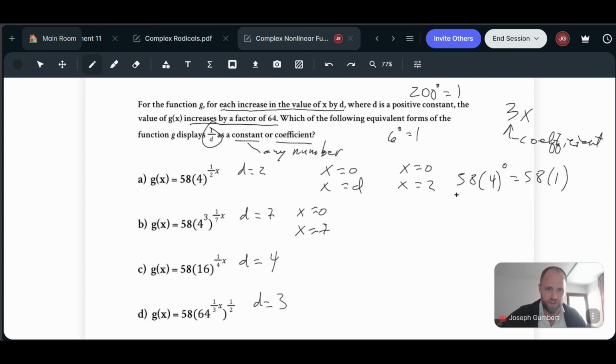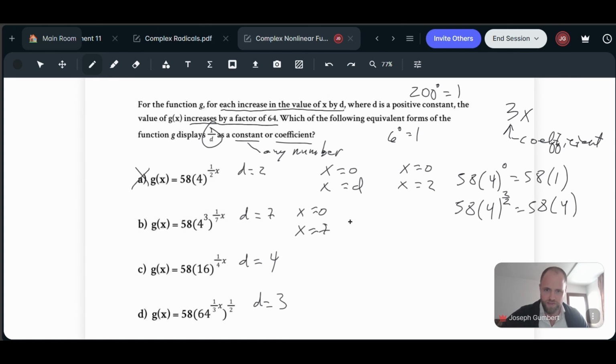And then if I compare that to when x is 2, I'm going to get 58 times 4 to the 2 over 2, which is just equal to 58 times 4. And so this would increase by a factor of 4 and not 64. And that's why A is not going to be a correct answer, right? But if we take a look at B, B looks like it's most likely going to work.